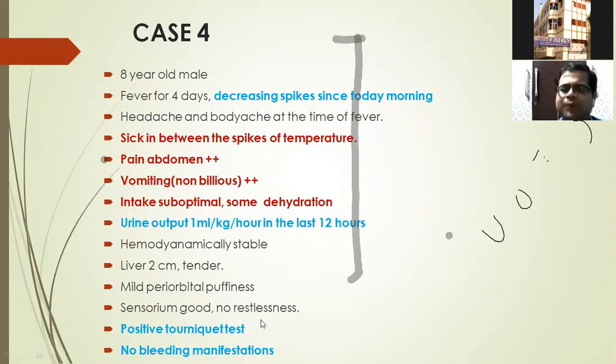So you have done a tourniquet test. Aniruddha told yesterday how to do it; the tourniquet test is positive. But still there are no spontaneous bleeding manifestations. Means there is no wet purpura, no epistaxis, no gum bleeding, no hematemesis, hematuria, hemoptysis, GI bleed, no internal bleeding. No bleeding manifestation is there, no bleeding from the prick sites. So these are the patients.